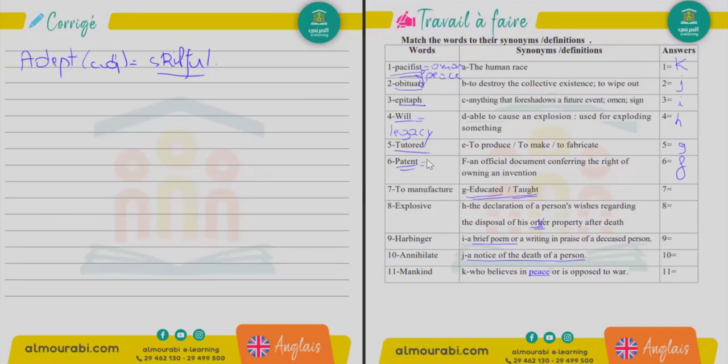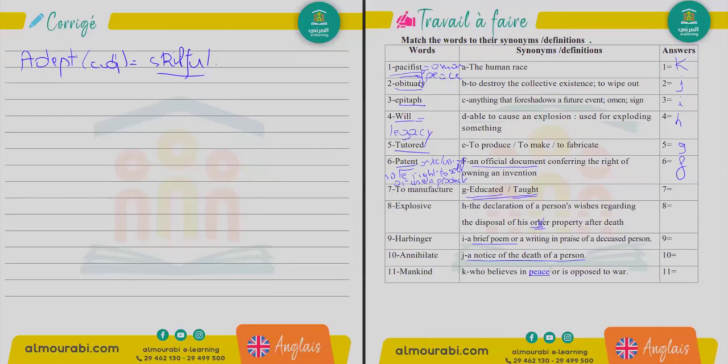It gives you the exclusive right, the sole and the exclusive right. You have the sole, the exclusive right to do what? To sell or use that product or that invention. Okay, that's an official document. Any person who will imitate your invention or your product, normally he must be jailed. That's patent.